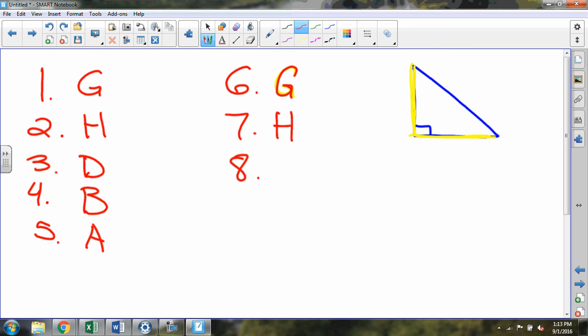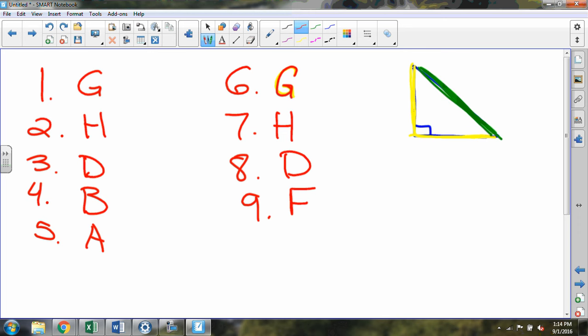Continuing to 8, the side opposite the right angle. So what's the name of this piece? Yes, that is our hypotenuse, which is choice D. For problem number 9, the distance between two endpoints of a segment. That's nothing more than the length. The length of a segment is the distance between the endpoints.